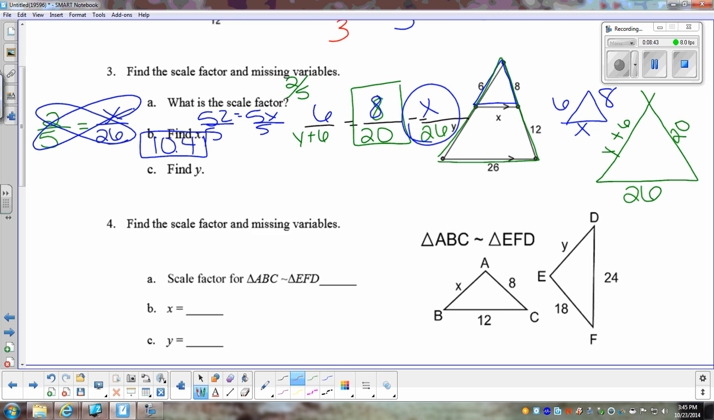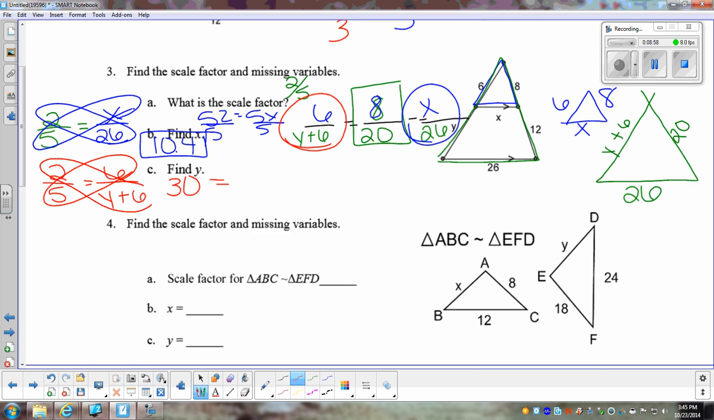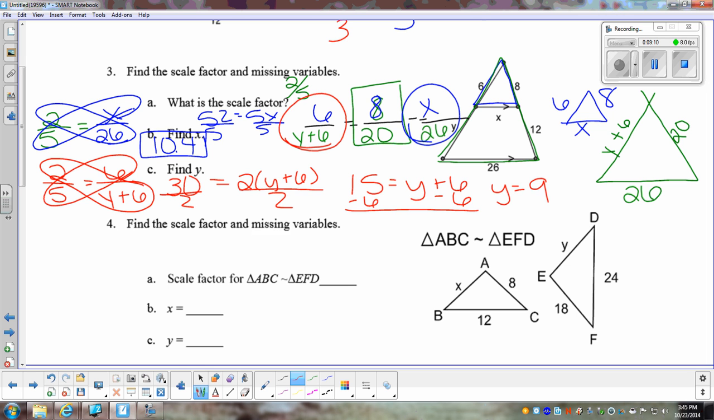For y, I need to use the 6/(y plus 6). And I'm going to go back to using that 2/5. I cross multiply. I get 30 equals 2 times (y plus 6). I'm going to divide by the 2. So I get 15 equals y plus 6. Subtract the 6. So I get y equals 9. So there's my answers.